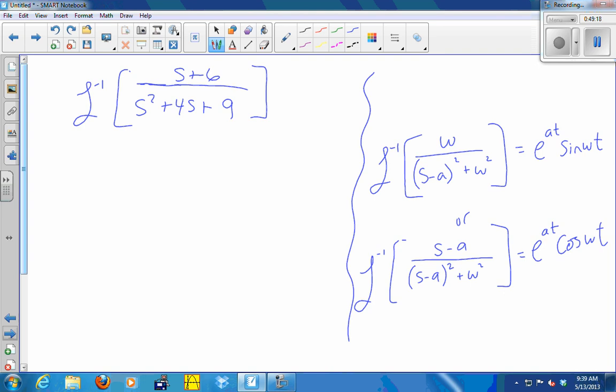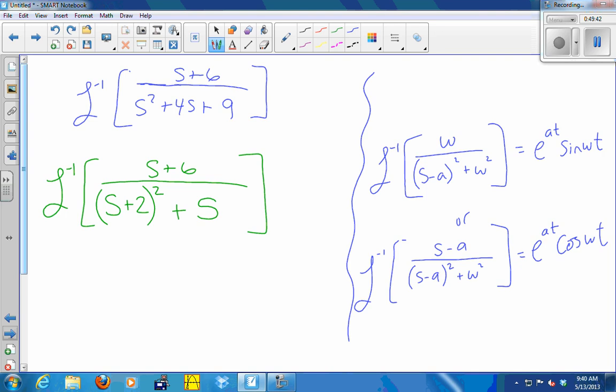So you start by completing the square in the denominator. We get the inverse Laplace of s plus 6 over, and when I complete the square here, I'm going to get s plus 2 squared. That would give me s squared plus 4s plus 4. Then I also have to subtract the 4, so I have plus 5. All right, so that's close. I have s minus a squared plus omega squared, so my denominator looks like one of these, where a would be -2 and omega would be square root 5.